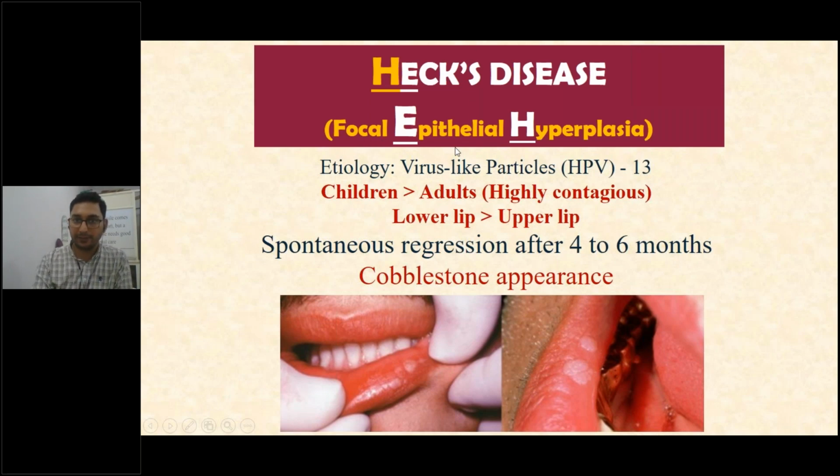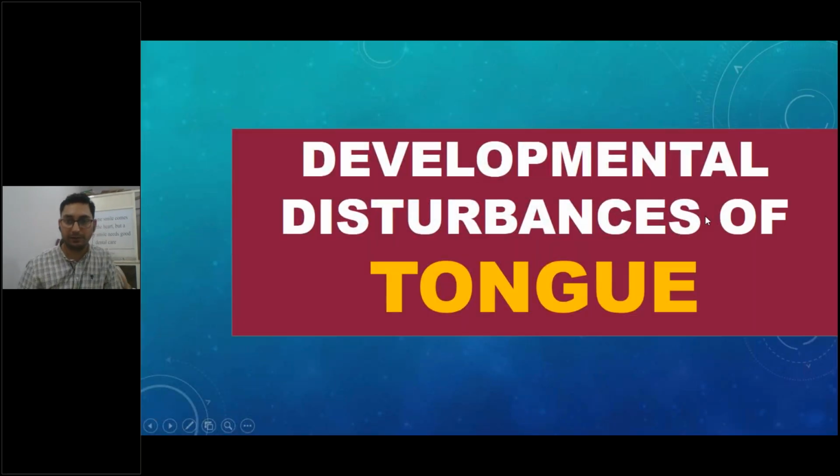Next, it is focal epithelial hyperplasia. Heck of a disease is focal epithelial hyperplasia. So this is also important to remember. Lower lip is involved, as I told you, and in appearance there is this cobblestone appearance. You can see white dots here. This is heck of a disease, Heck's disease. This is hyperplasia. Focal, it is just focal epithelial hyperplasia, that is why white. Focal epithelial hyperplasia is heck of a disease and is caused by HPV 13. This is important out of all this. You need to remember. Next is developmental disturbances of tongue.